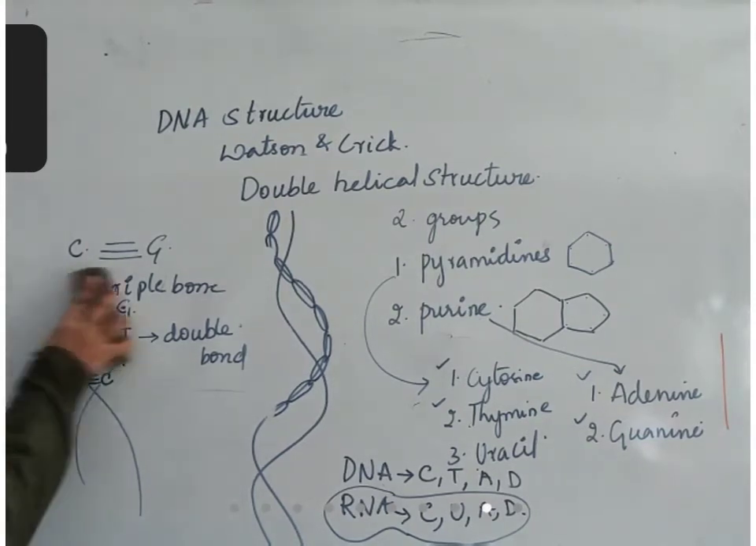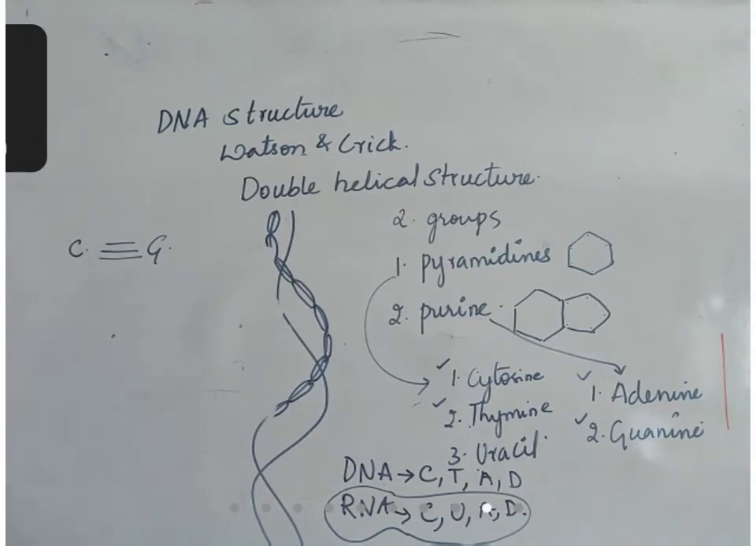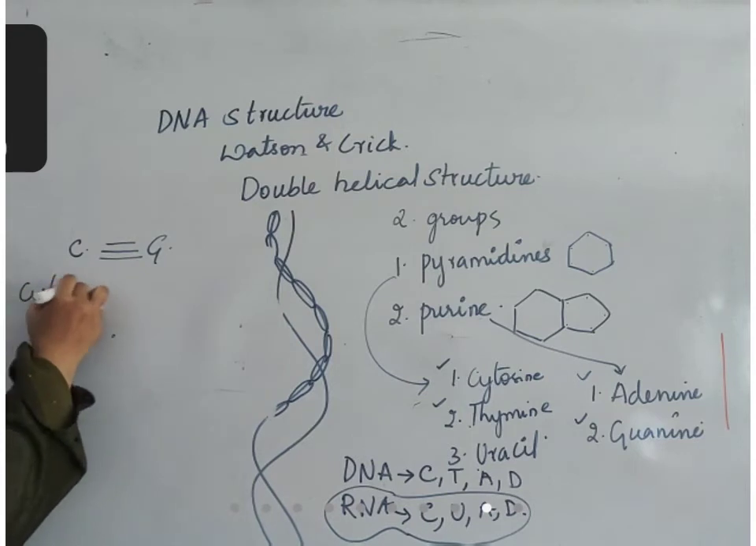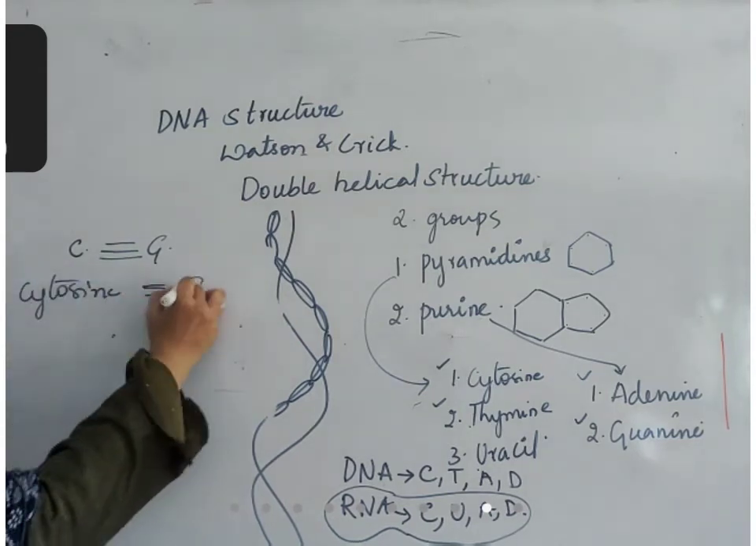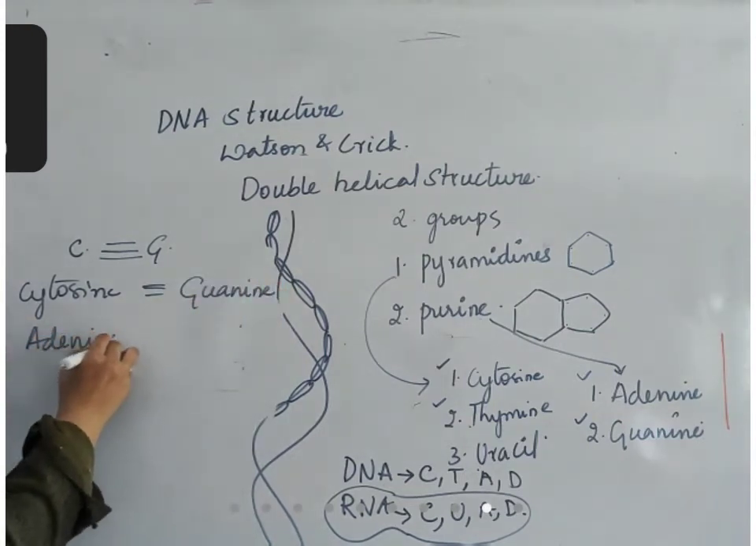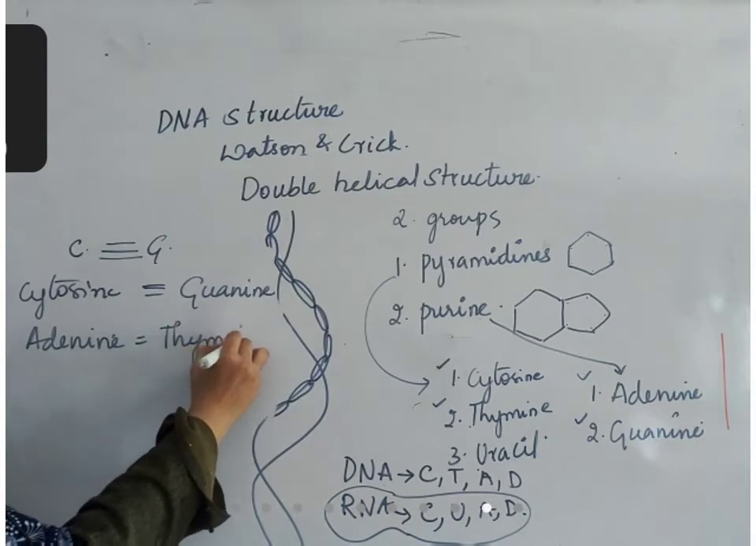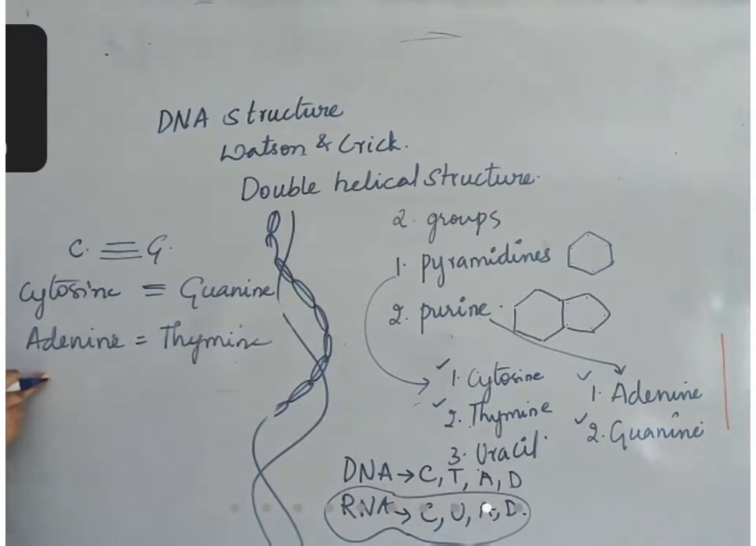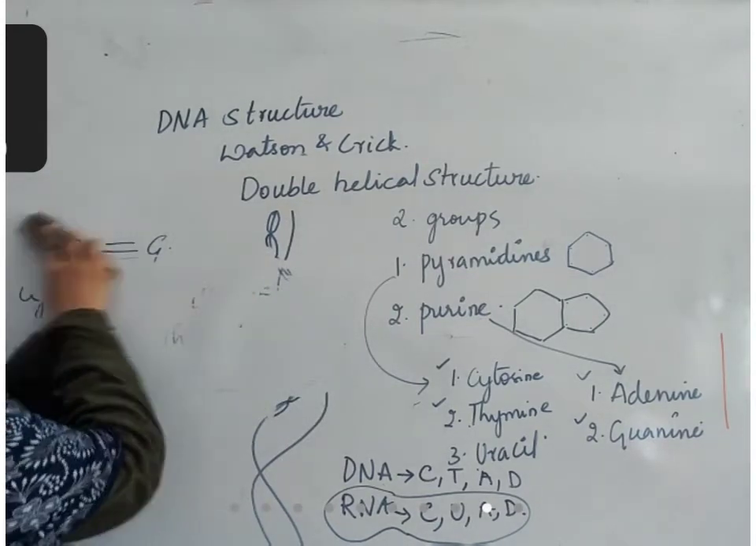Always cytosine is complementary to guanine and adenine is complementary to thymine. Always these two will be present opposite to each other, these two will be opposite to each other. Right? Now, on each strand, you can see that these are anti-parallel to each other. What do you mean by anti-parallel to each other?